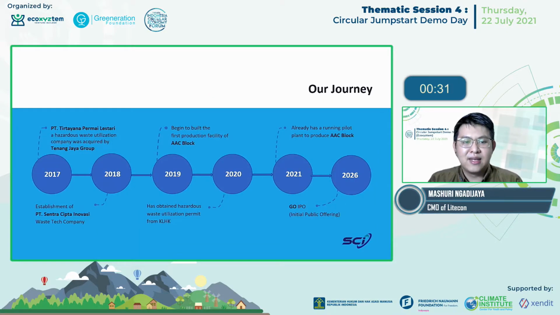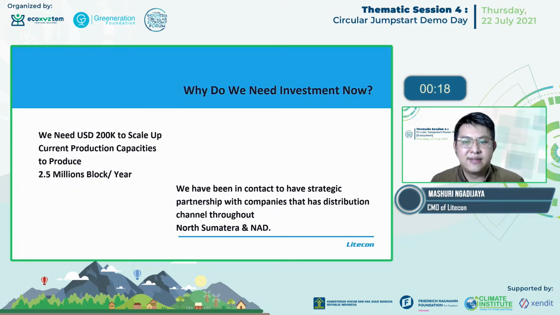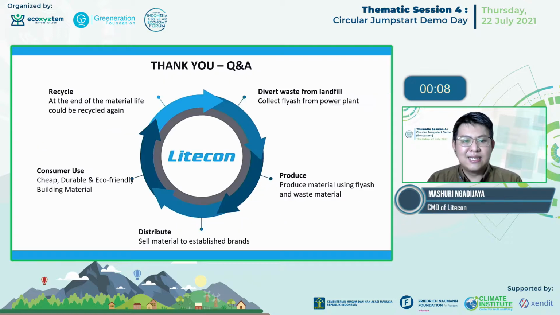Next. SJE was built upon the experience of a successful company that has been acquired by Tenang Jaya Group, and we have run a pilot plant that is able to produce 1 million blocks per year. And next, we need $200,000 to expand our production to 2.5 million per year, and we will gradually grow the production line with the running cash flow. And next. Thank you, and let us together change waste into eco-friendly building material.